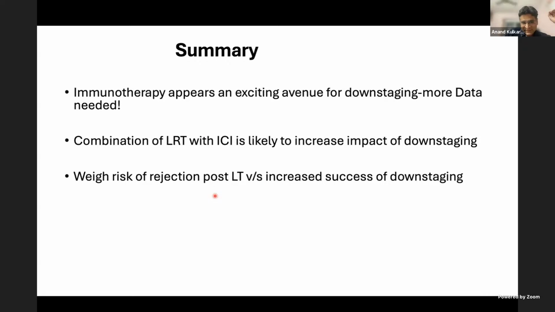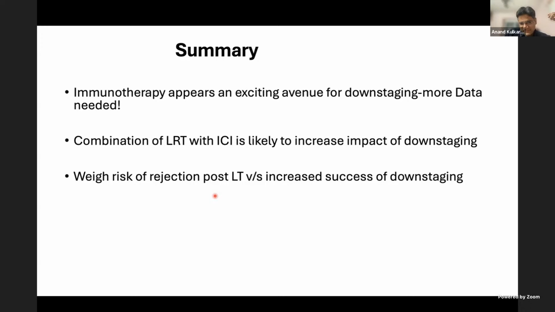To summarize, immunotherapy appears to be an exciting avenue for downstaging, but definitely more data is needed for the use of these drugs. The most important thing, as the previous speaker said, is that the cost is a hindrance for all of us. And there have been some novel ideas floating around to improve the outcomes of these patients while reducing the cost of the drug.